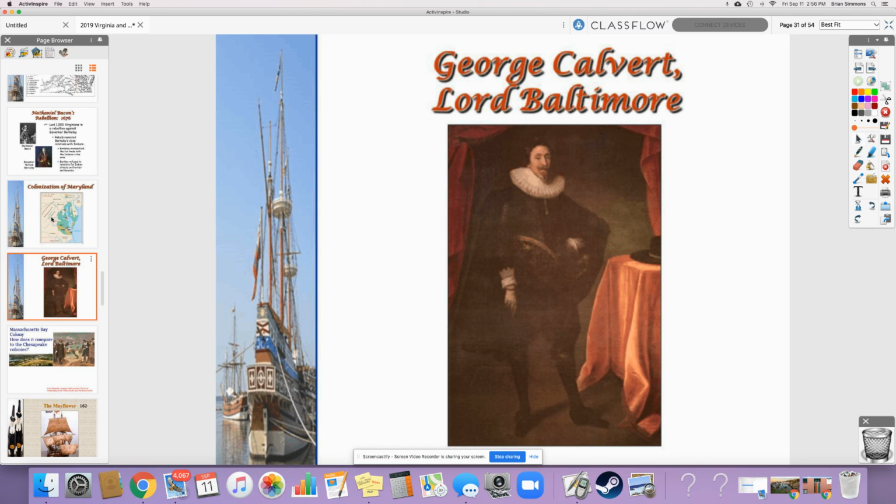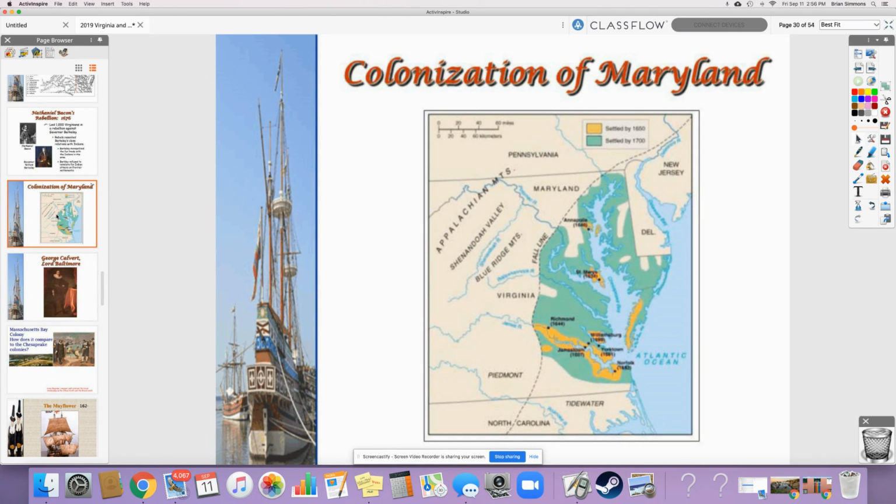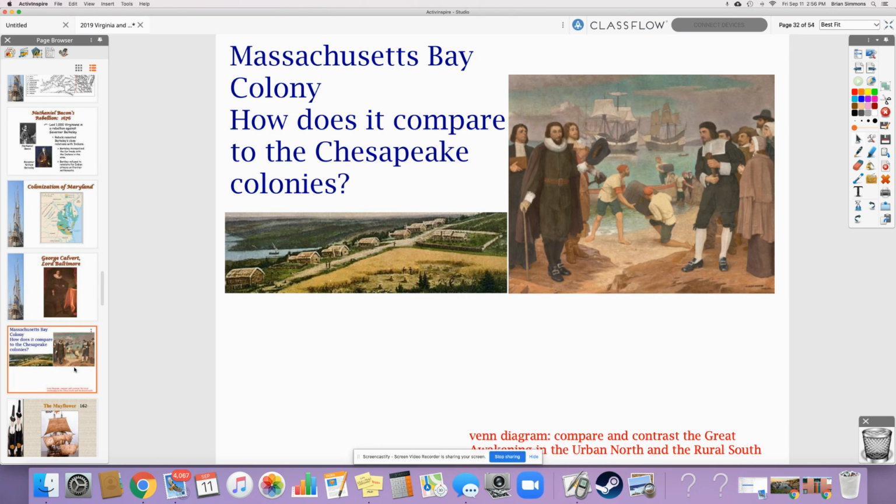The majority of people going to Maryland were Anglican, but Maryland had the highest number of Catholics anywhere. And so this is one of the first examples of some sort of religious toleration in the colonies. So that's our Chesapeake. Let's now talk a little bit about Massachusetts.